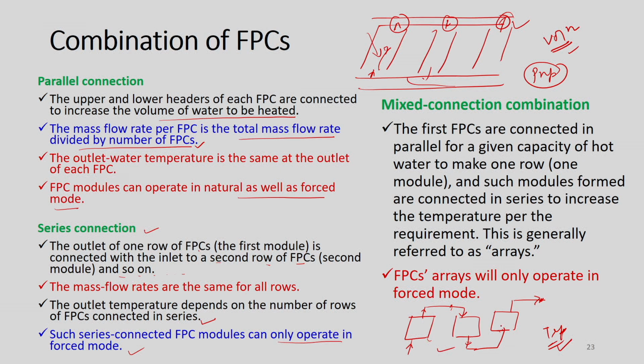So, we need to apply some kind of active devices like pumps, and of course, we will have some other configurations like mixed connection combination. Here the FPCs are first connected in parallel for a given capacity of hot water to make one row, and such modules formed are connected in series to increase the temperature as per the requirement. This is generally referred to as arrays. We know the arrays for PV systems, and we can define similar configurations in the case of flat plate collectors. These FPC arrays will only operate in forced mode. We need to apply some kind of active devices.